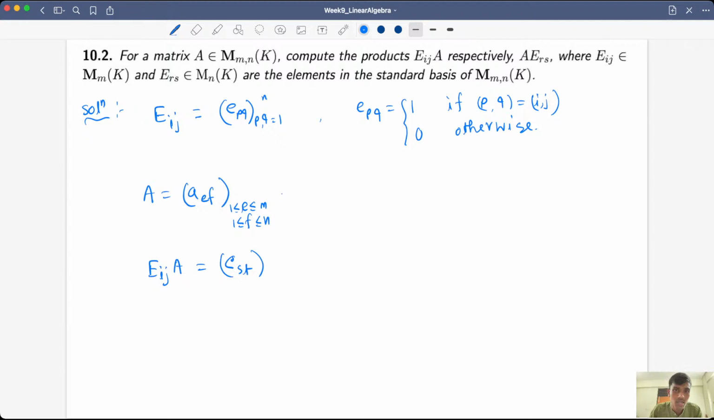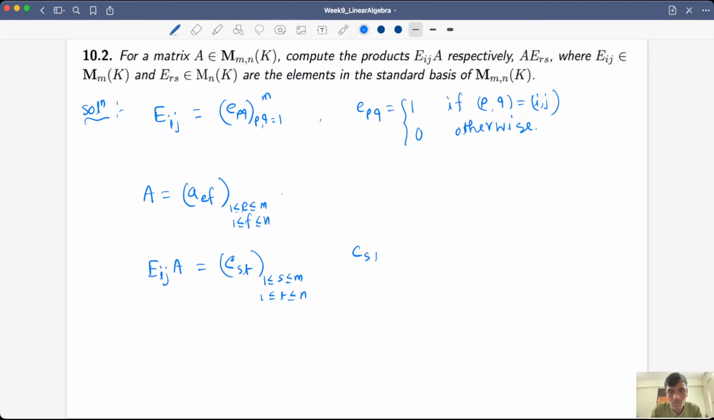So E_ij is an n cross n matrix... m cross m matrix. Sorry, this should be m, right? Yeah, an m cross m matrix, and A is again an m cross n matrix. So still it is an m cross n matrix, with 1 ≤ s ≤ m and 1 ≤ t ≤ n.